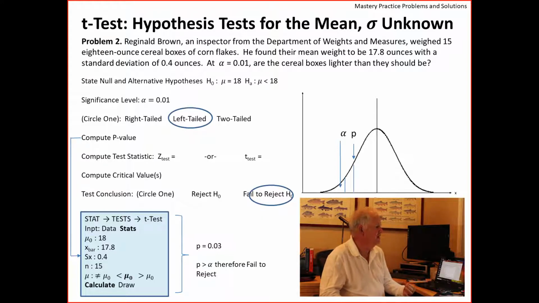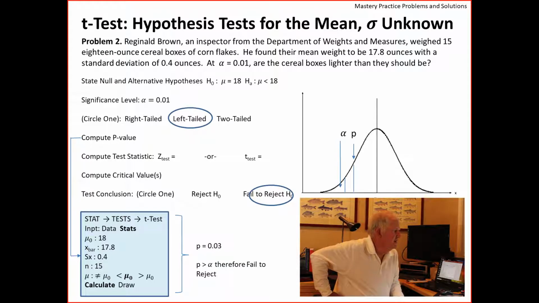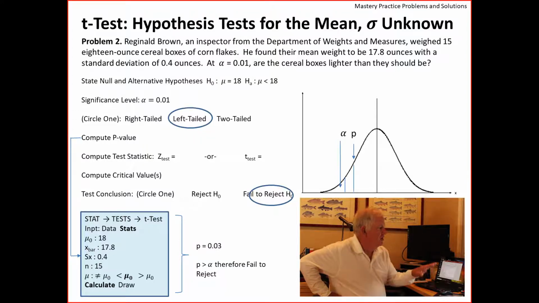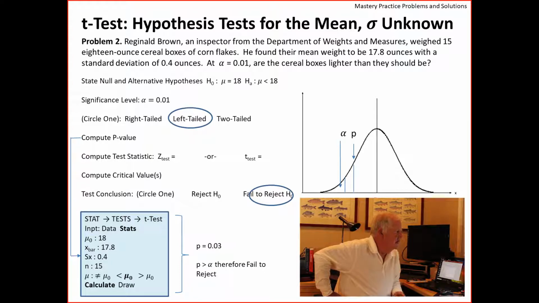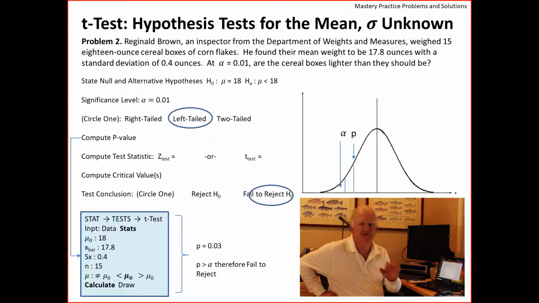This is a left tail test, so we're not looking at mu is not equal, and we're not looking at mu is greater than. We're looking at mu is less than 18. Just look up at the alternative hypothesis, and now move down to calculate. When you do, you find that the p-value is 0.03. So let's plot that. Note it falls in the non-critical region, closer to the mean than alpha is. P is greater than alpha.